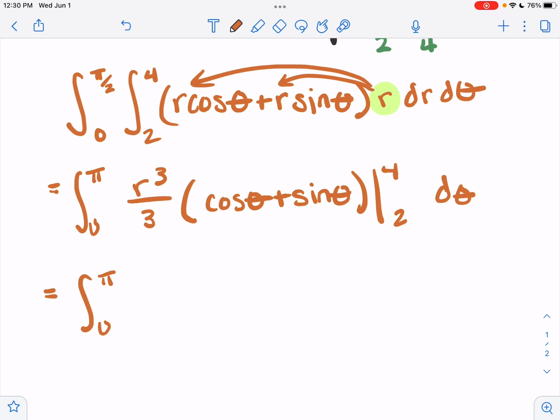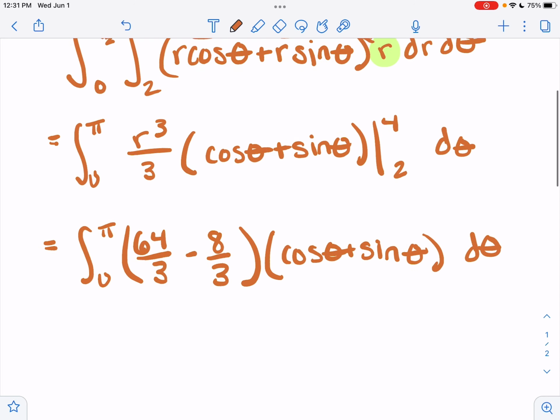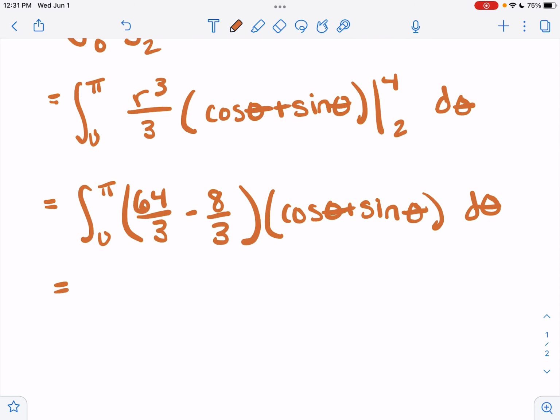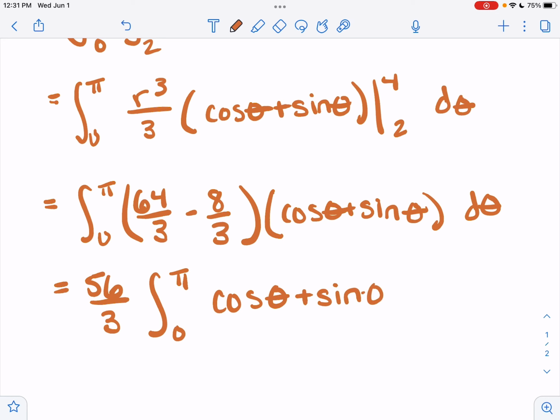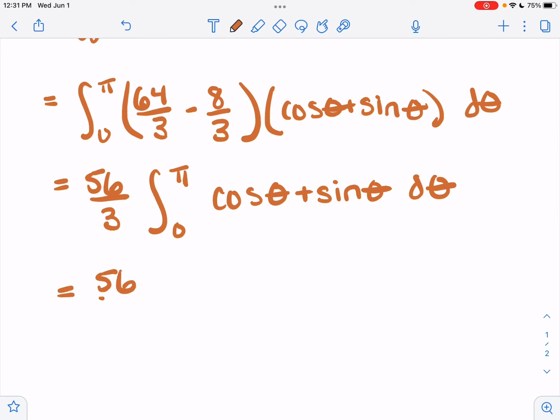So let's see, 4 cubed is 64, so we have 64 thirds minus 8 thirds, times cosine theta plus sine theta d theta. 64 minus 8 is 56. Take that constant outside the integral, and now we just need to integrate.